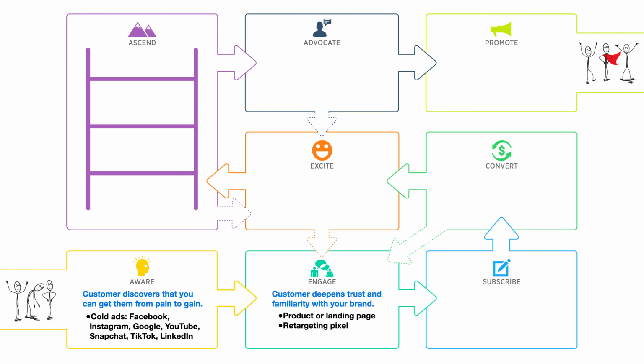And at the engage stage, this is when the customer deepens trust and familiarity with your brand. So they're trying to vet you to make sure that everything adds up. Is this company going to deliver on this thing that they said that they were? So you're usually going to try and build trust. You're going to try and build a safety net. And you're going to do this most often on a product page or on a landing page. You could be doing this through video. But essentially, this is where they are doing their research and they're going to consider if your product is actually going to deliver on what you promised at the aware stage.